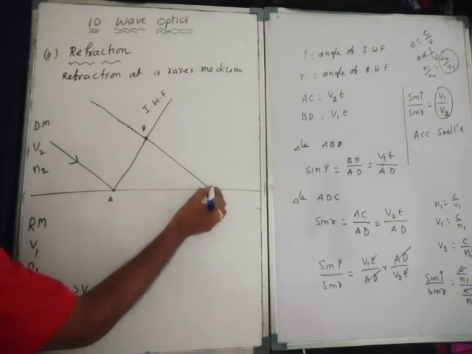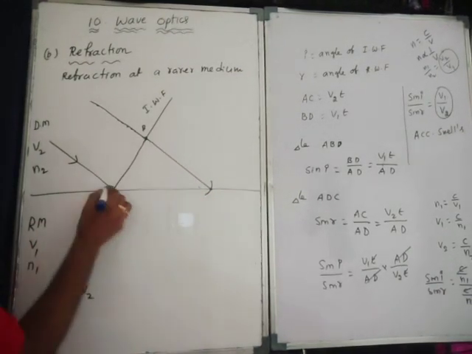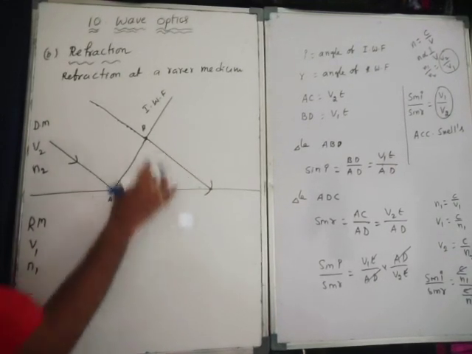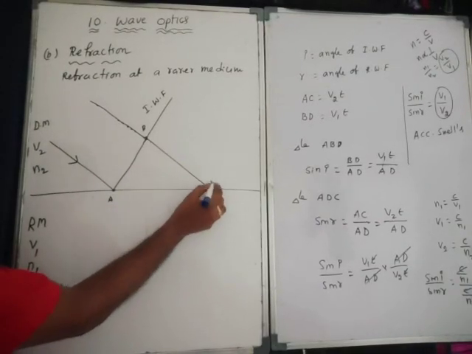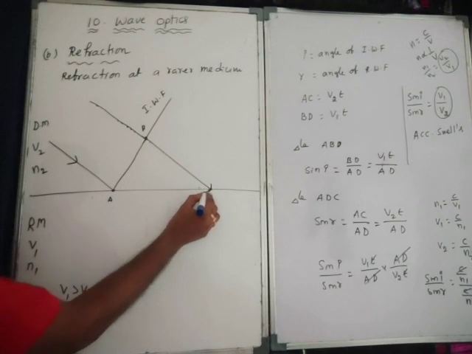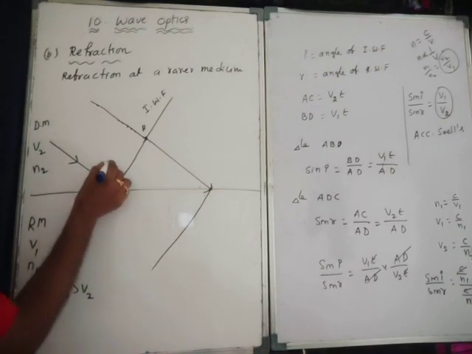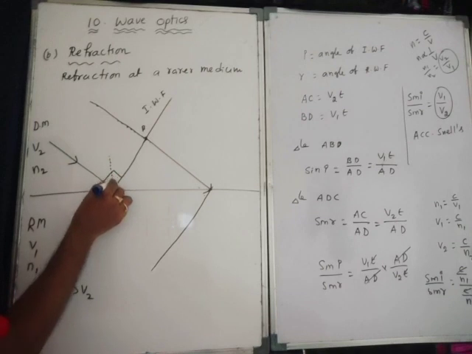So now what happened here? One secondary wavelet. Here also wavelets can form, like that. But comparatively this distance is more. So here is a secondary wavelet. Now I want to draw a tangent from here to here. So how much is this angle? 90 degrees. So this is the normal line.